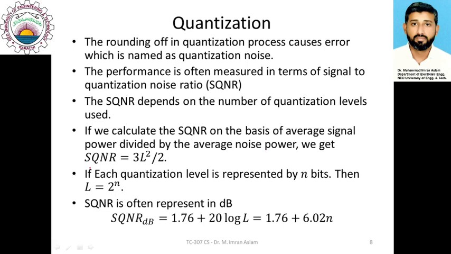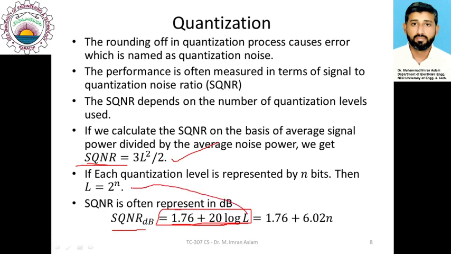In most cases, we prefer to represent signal to quantization noise ratio in decibels by simply taking log and multiplying it by 10, as we used to do previously to transform signals into decibel values. So if we calculate the signal to quantization noise ratio in dB, by taking 10 log of this function, we end up with this result: 1.76 plus 20 log L. So this is the mathematical relationship to represent the signal to noise ratio in decibels.